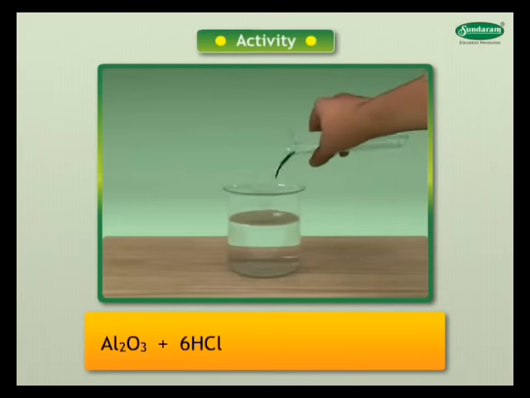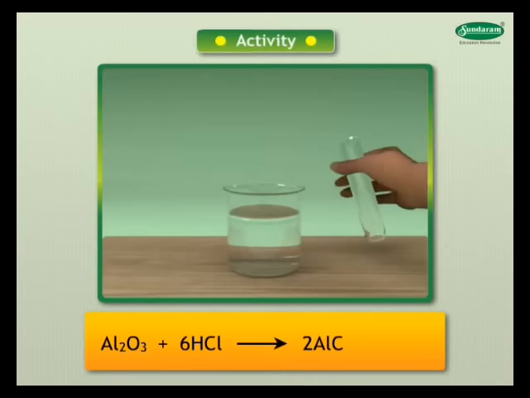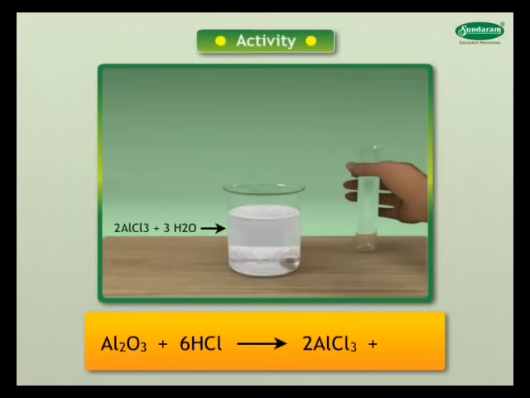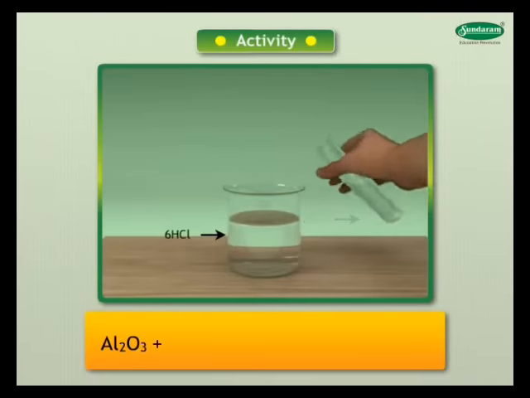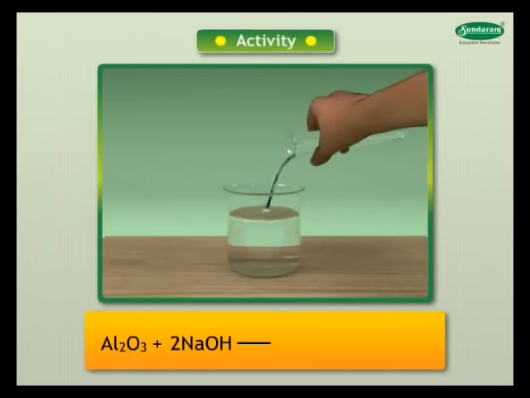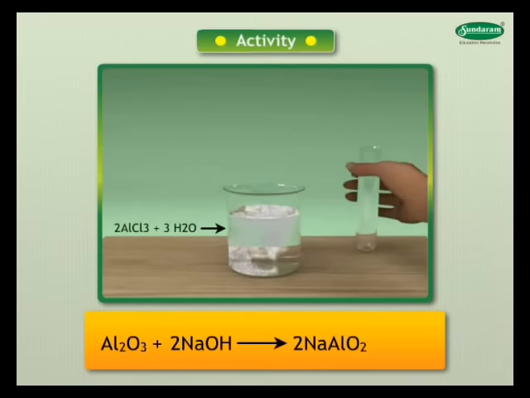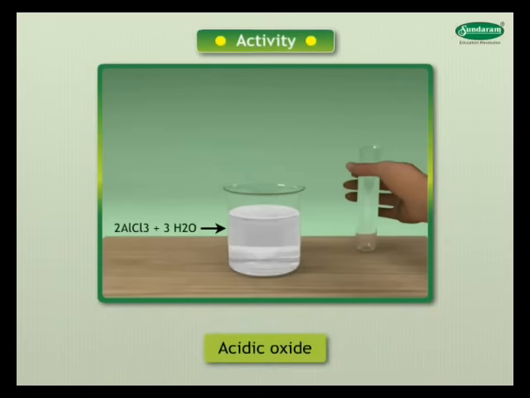Al2O3 plus 6HCl gives 2AlCl3 plus 3H2O. Aluminium oxide reacts with acid to form salt and water, hence it is a basic oxide. Al2O3 plus 2NaOH gives 2NaAlO2, that is sodium aluminate, plus H2O. Here it reacts with a base to give salt and water, hence it behaves like an acidic oxide.